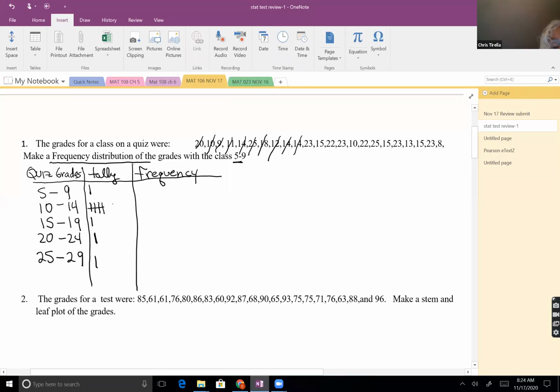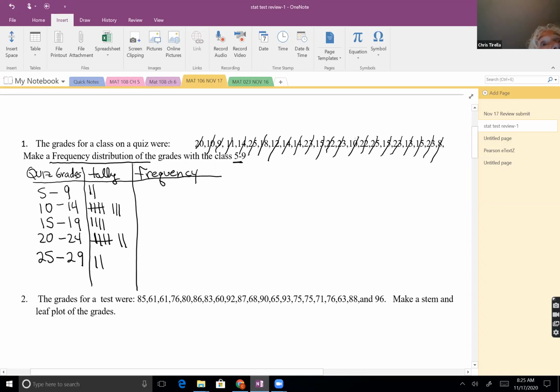14, another 14, a 23, 15, 22, 23, 10, 22, 25, 15, 23, 13, 15, 23, and 8. You don't have to cross the values out as you do it.